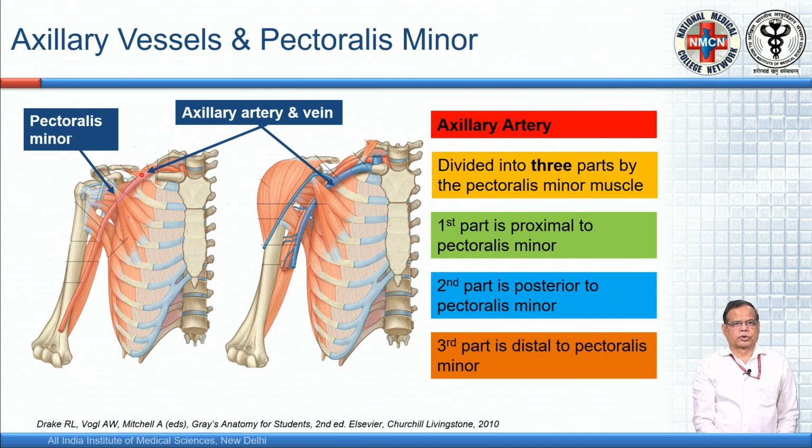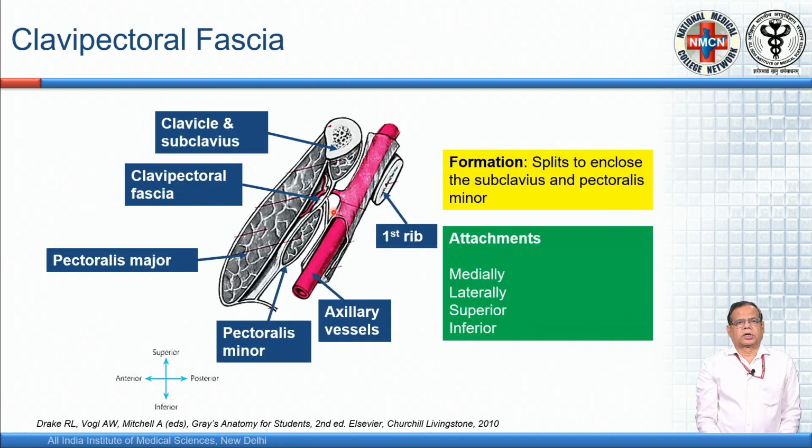And at this point you should remember the branches of the axillary arteries. The first part has one branch, that is the superior thoracic artery. The second part has two branches, the lateral thoracic and acromiothoracic, and the third part has three branches: anterior and posterior circumflex humeral arteries and the subscapular artery.